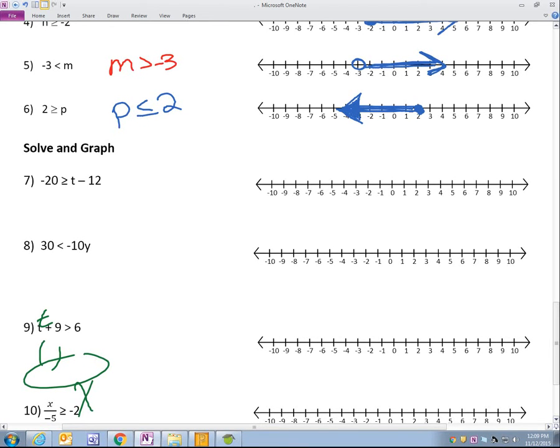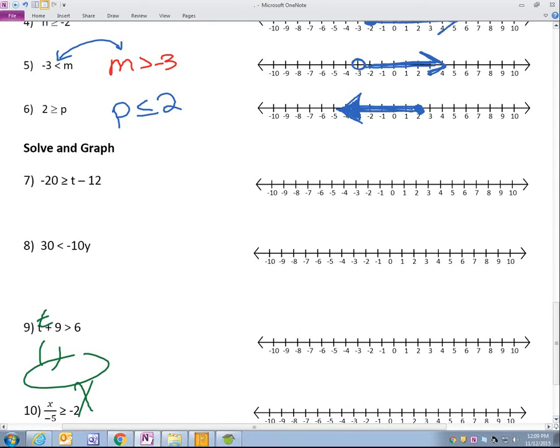Nope. Because this and this are the same thing. Negative 3 is less than m, compared to m is greater than negative 3, is like saying my age is older than yours, and your age is younger than mine. Both saying the same thing, just in a different order. That's why I like to put the variable first.